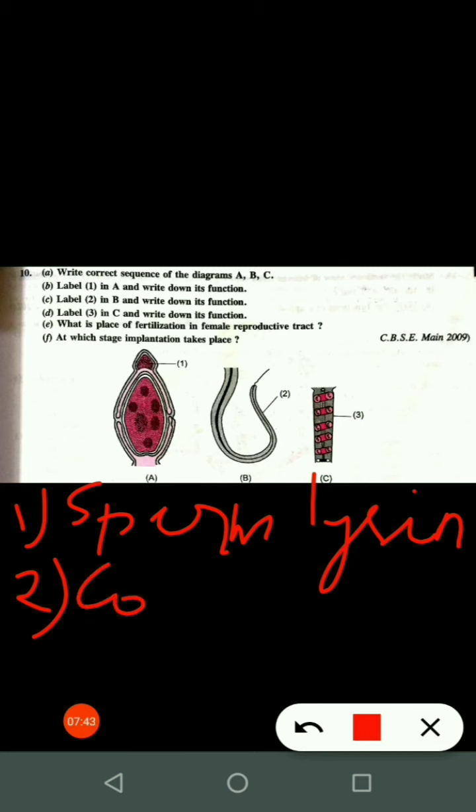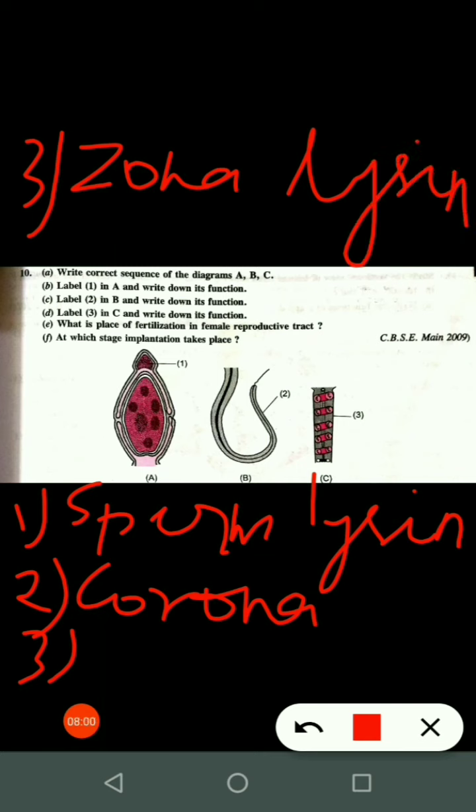And the second one is corona penetrating enzyme, through which the sperm is able to enter into the ova. And the third one is zona lysin. I'm writing over here zona lysin. I have told you, it is responsible for breaking the zona pellucida, and ultimately the sperm will enter into the ova and release its content.